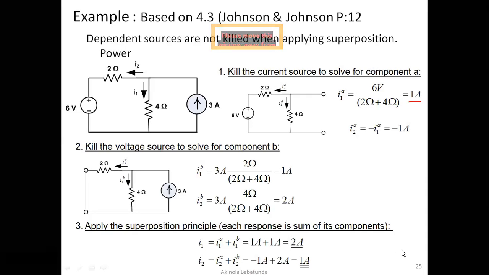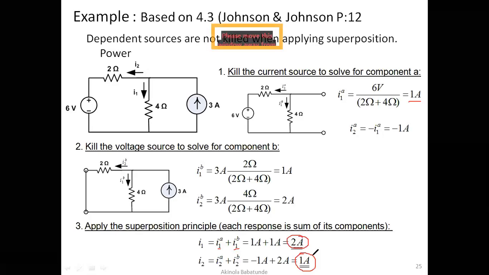Applying the superposition principle, which is the third step we should take now, I1 would be I1A plus I1B. Notice that it is not I1A plus I2A, it is I1A plus I1B. What you have right at the bottom here remains the same. The only thing changing is A and B, representing the various components we have after killing the sources individually. That will be 1 plus 1, which gives us 2 amperes for our I1, and then I2 will be I2A plus I2B, and that gives us 1 ampere at the end of the day. This is how to use the superposition principle.